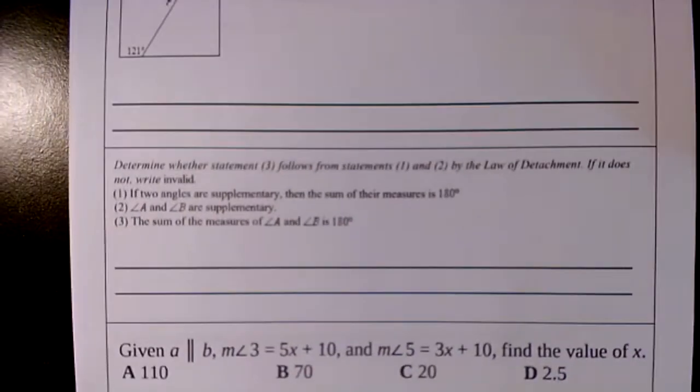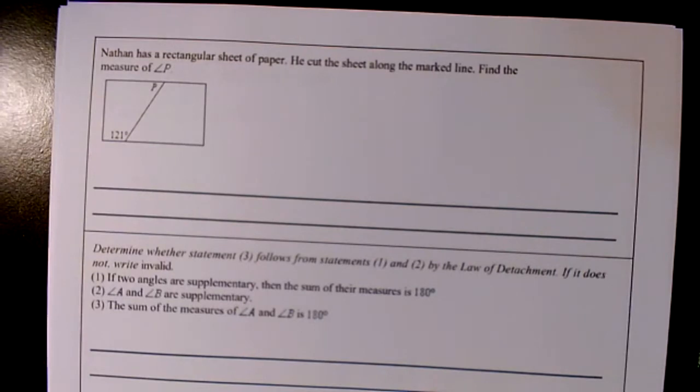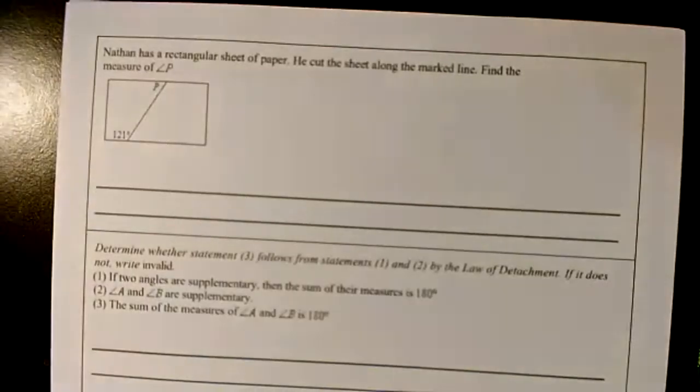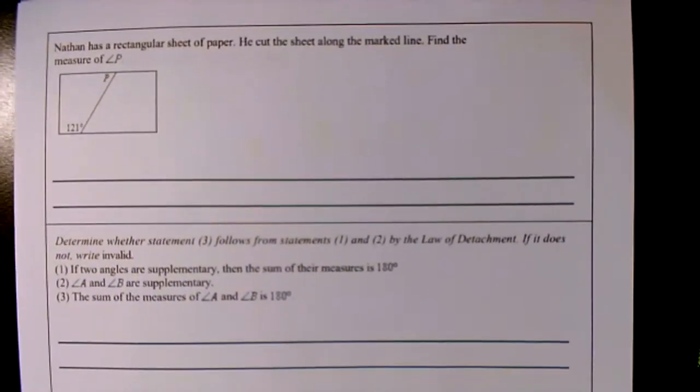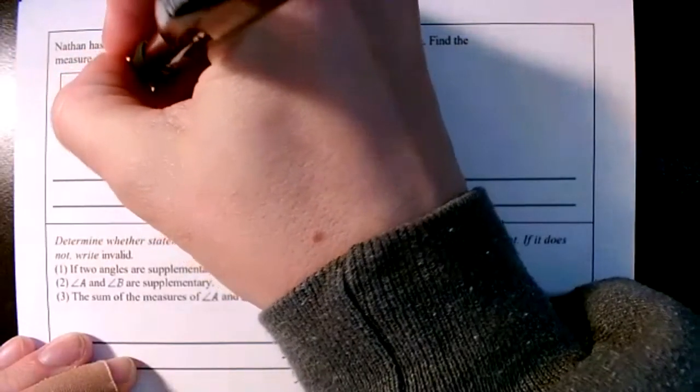Nathan has a rectangular sheet of paper. Well, don't we all? He cut the sheet along the marked line. Find the measure of P. Well, last time I checked, if you have a piece of paper, the sides are going to be parallel.